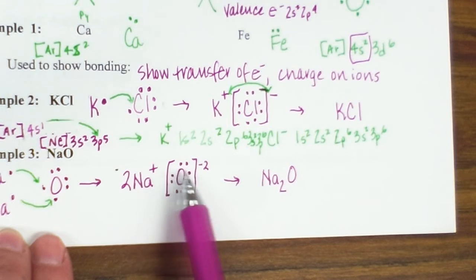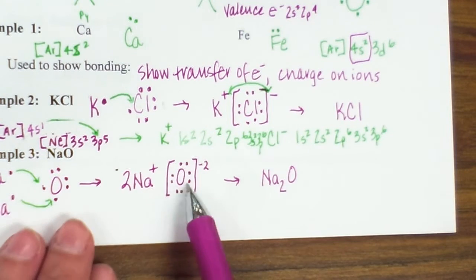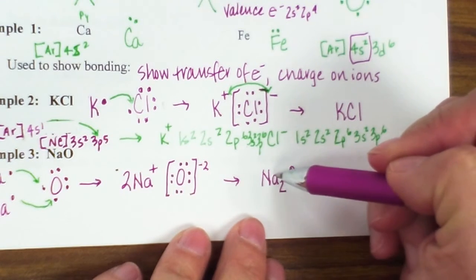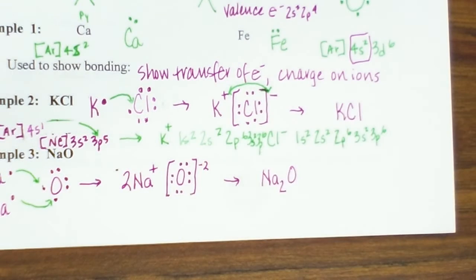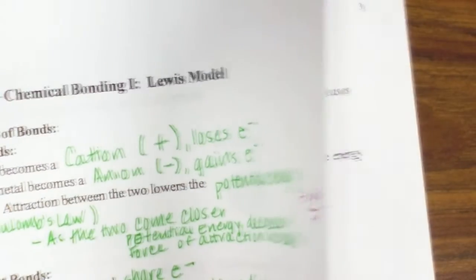right? Then they're going to equal out, because +2 and -2, right? They're going to equal out, and you're going to get Na2O, which is how we get those subscripts. Those subscripts tell you that it takes 2 sodiums to balance out 1 oxygen. All right? Okay, moving on.